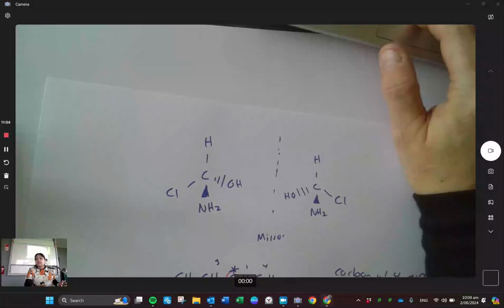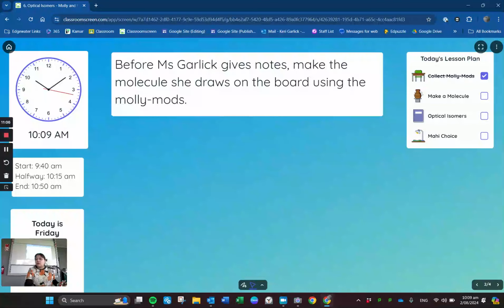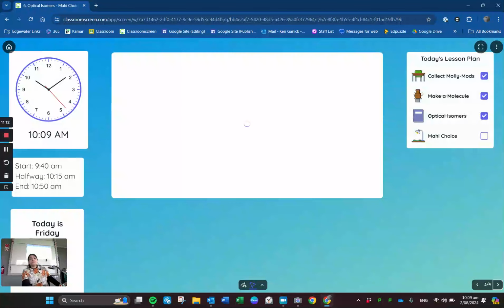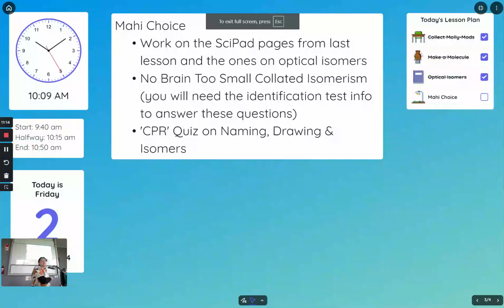All right, let me walk you guys through what I recommend as your follow-up. So we've done our notes, we've made our molecules. You guys can take apart your molecules and return the pieces. Well, let me just explain your Mahi choice for today. So, options include you can work on the SciPad pages for the geometric isomers if you want. There's also some pages for the optical isomers. I just need to look up what page numbers they are for you guys because there's 2 pages in there.